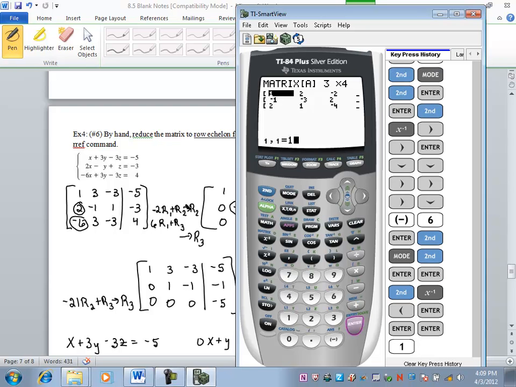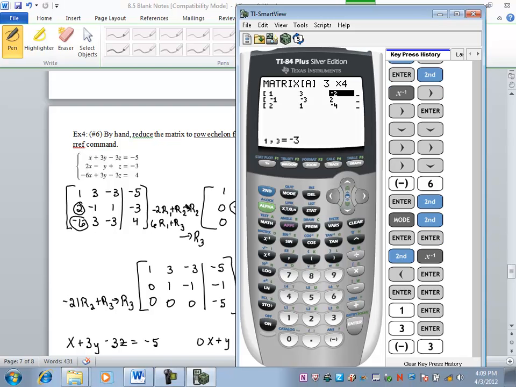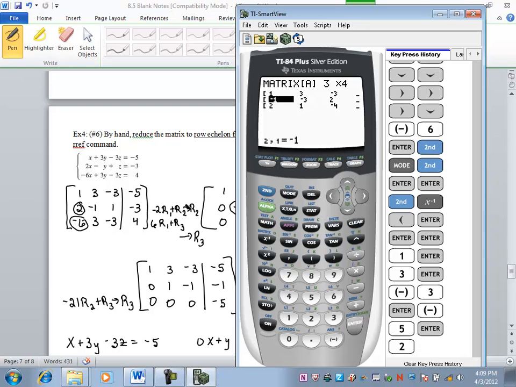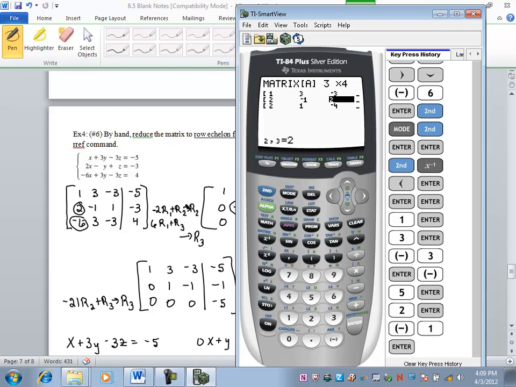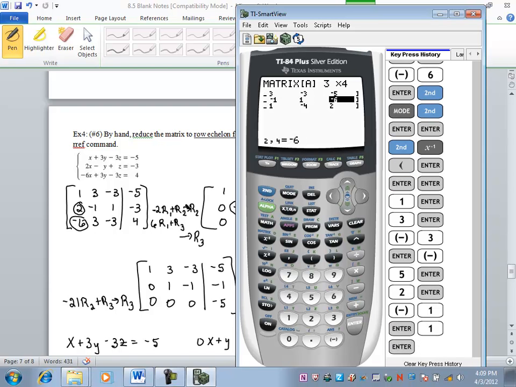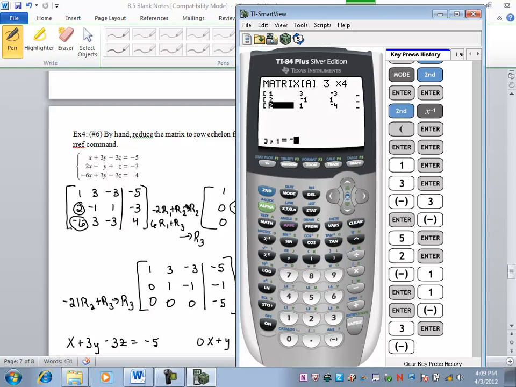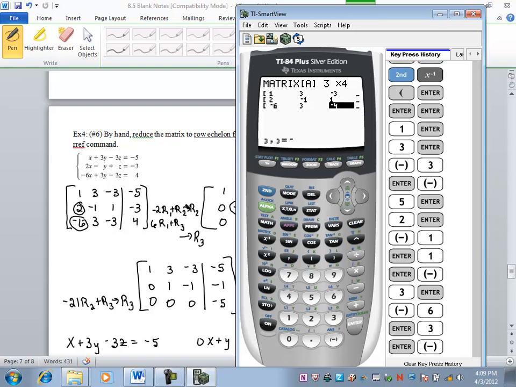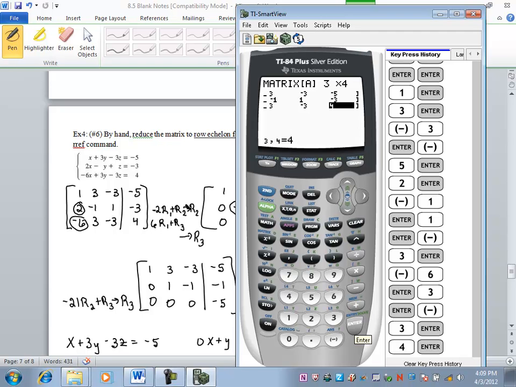1, 3, -3, -5, 2, -1, 1, -3, and then -6, 3, -3, and 4. So there we go. We've got our elements in our matrix.